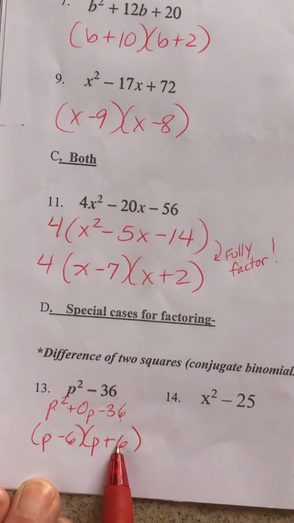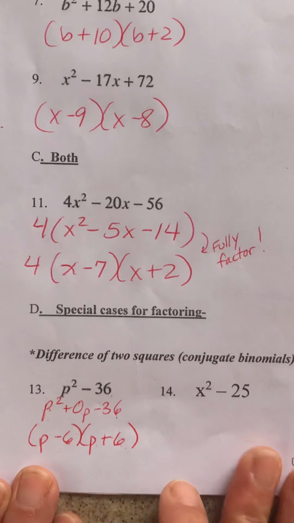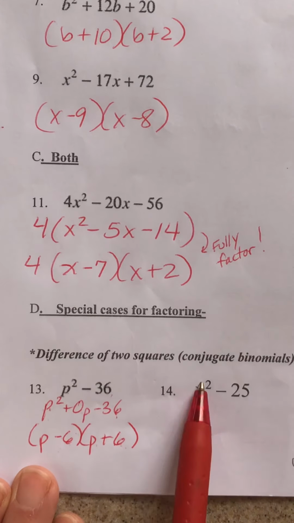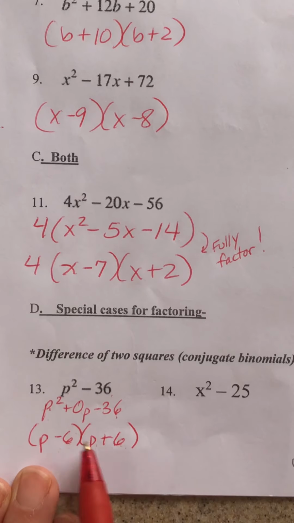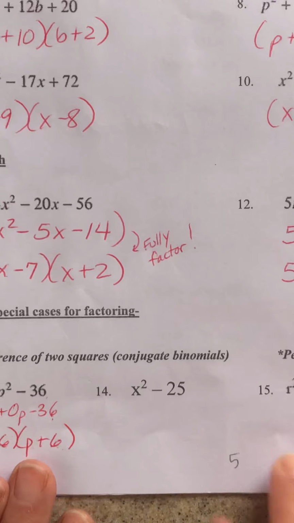These two right here, p plus 6 and p minus 6, and again, remember, it doesn't matter which order they're in, are called conjugate binomials. Everything's the same except the signs. One is negative, one is positive. So let's look at the next problem here.